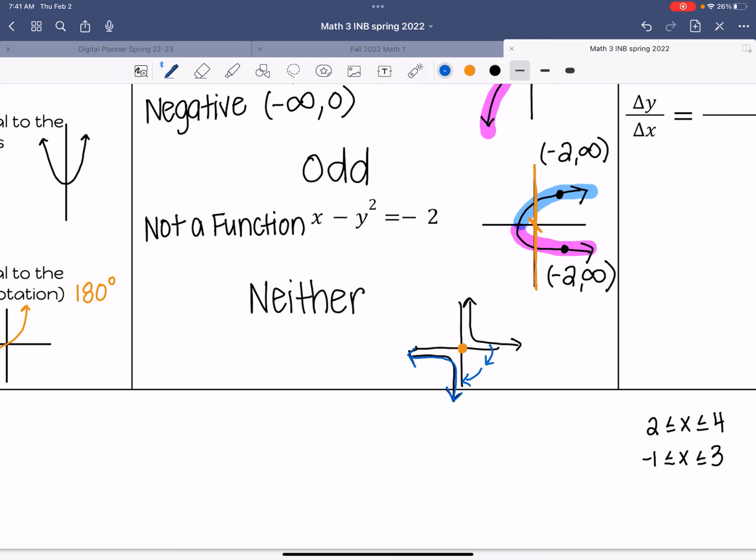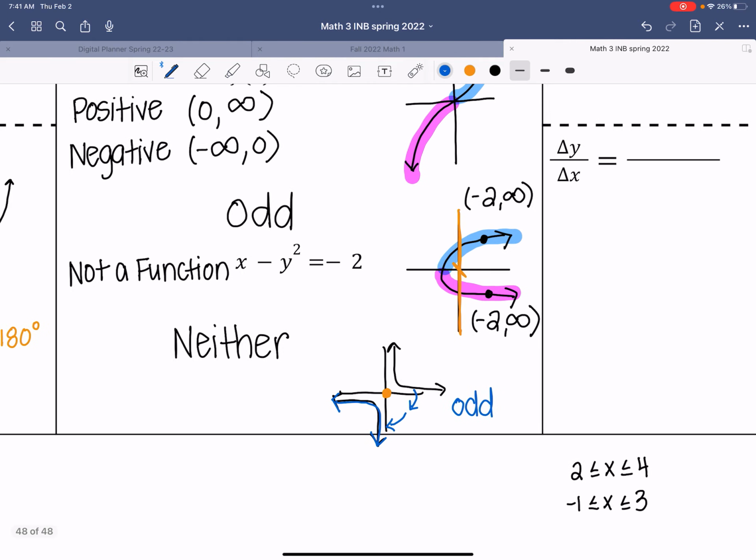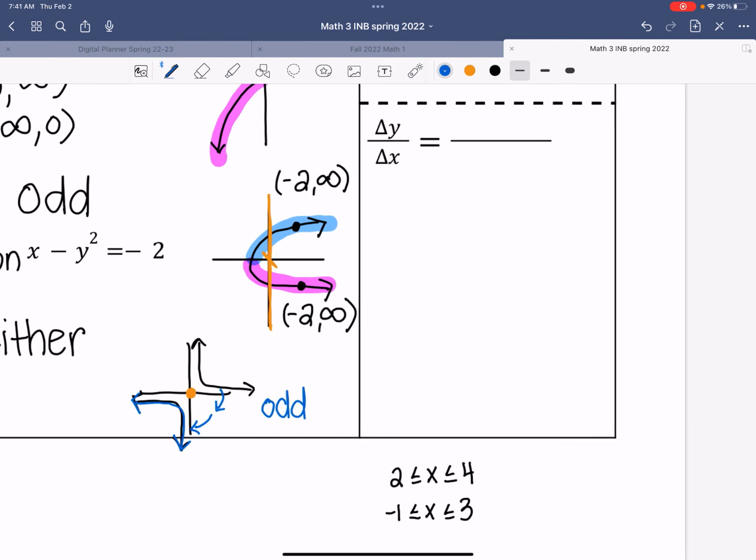So this particular graph would be odd even though it's not necessarily touching the origin. It just rotates around the origin. Okay? So with that, the next thing I want to talk about is rate of change.